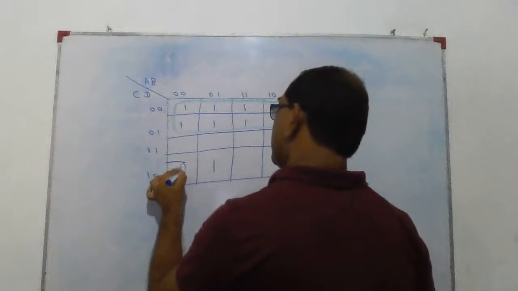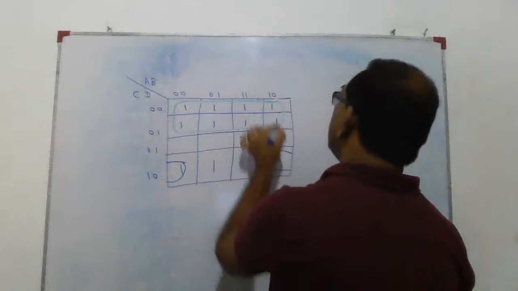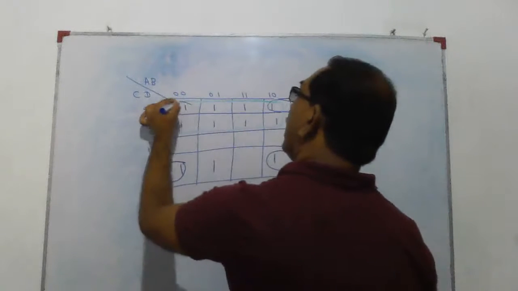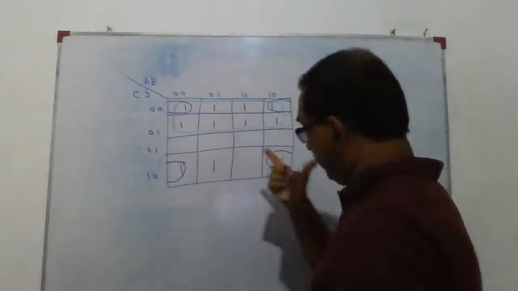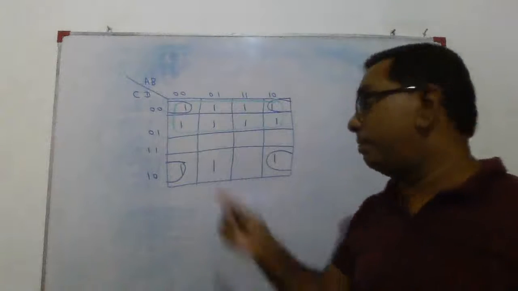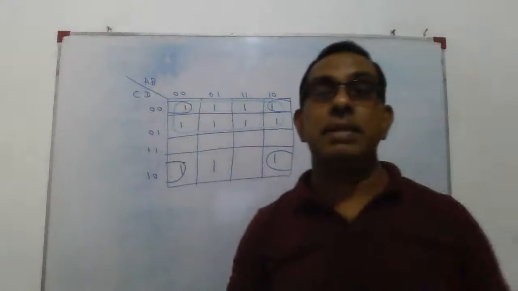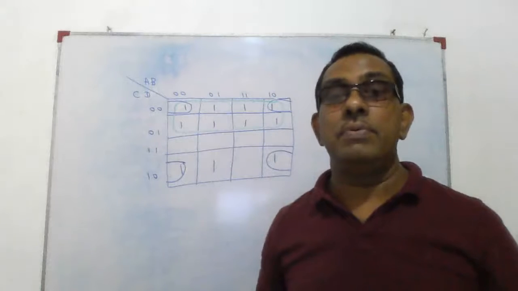See, first one, second one, third one, and fourth one. So after overlapping, there may be several lines. We cannot do anything about it. But anyhow, now we have found 2 groups here.